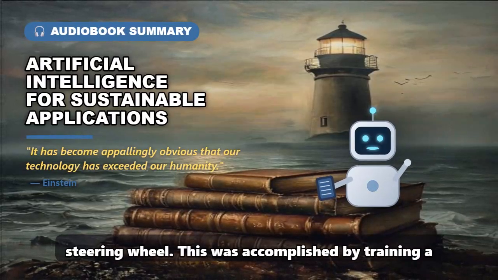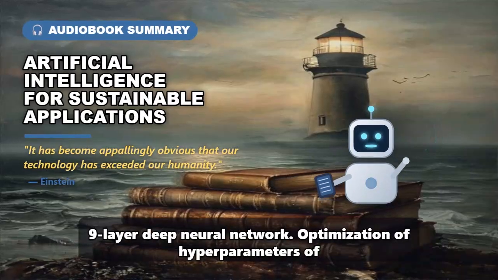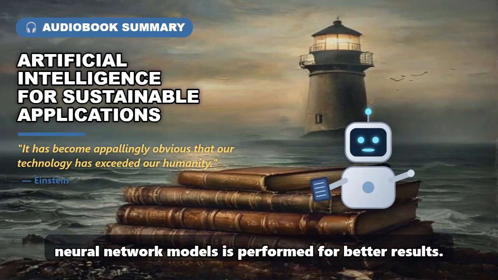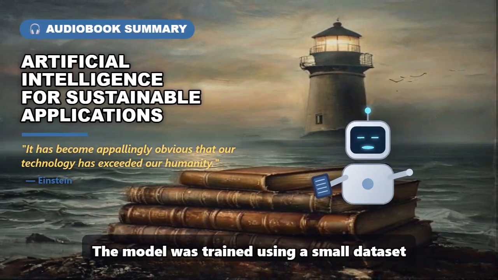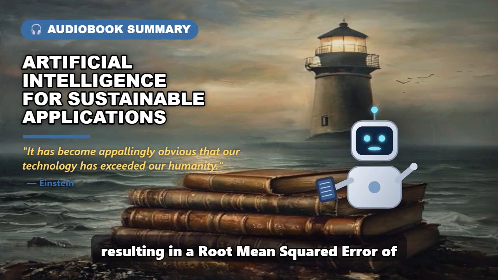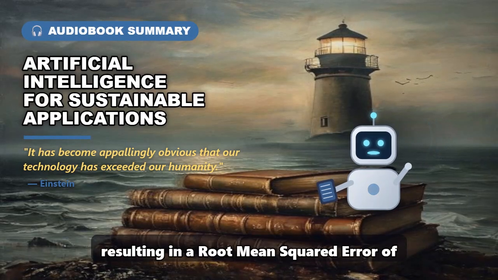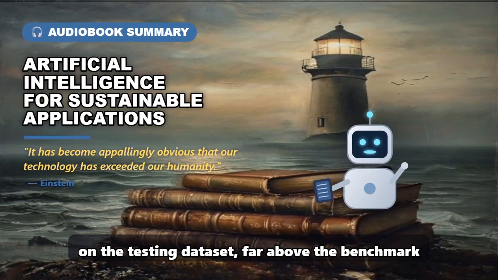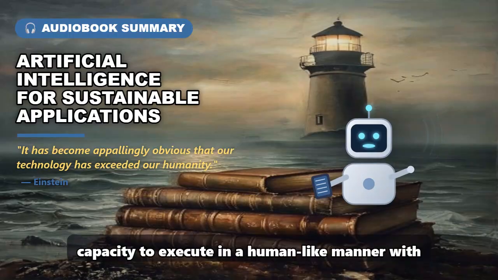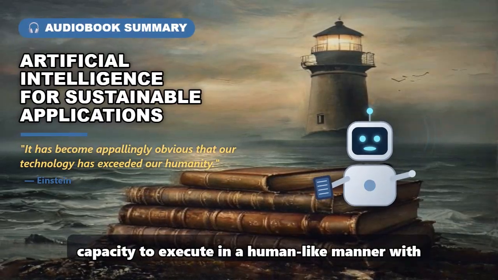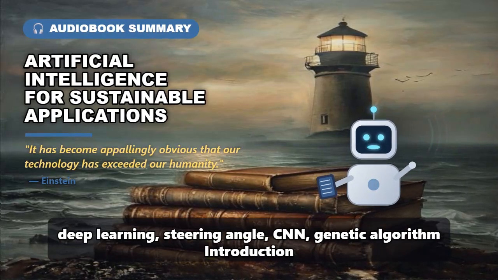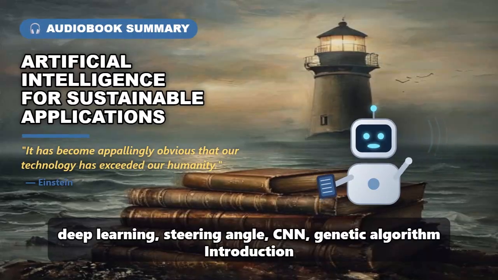This was accomplished by training a 9-layer deep neural network. Optimization of hyperparameters of neural network models is performed for better results. The model was trained using a small dataset of less than 30 minutes of driving data, resulting in a root mean squared error on the testing dataset far above the benchmark. Finally, this score indicated the deep learning model's capacity to execute in a human-like manner with only a minimal amount of training. Keywords: self-driving cars, deep learning, steering angle, CNN, genetic algorithm.